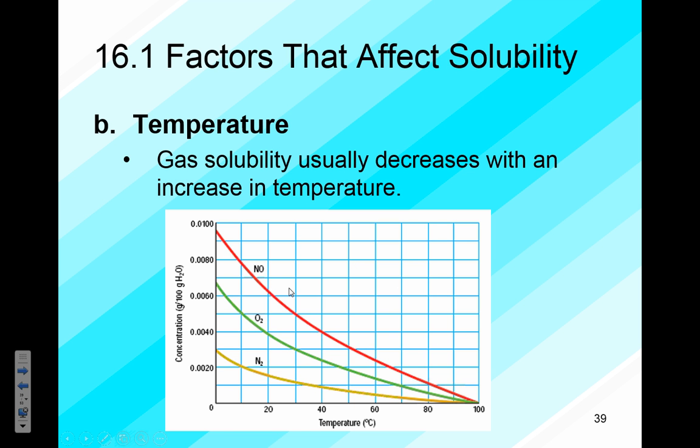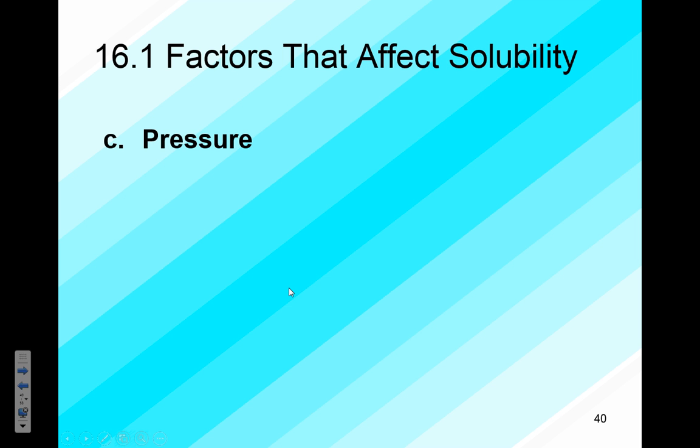So gas solubility is the exact opposite of solid solubility. Gas solubility decreases with an increase in temperature. So the hotter you get pop, the less CO2 can stay dissolved in it. That's one of the reasons why we tend to drink cold pop, is to try and keep it carbonated for longer. Now, last situation that we'll look at that can affect the solubility of a substance in water is pressure.